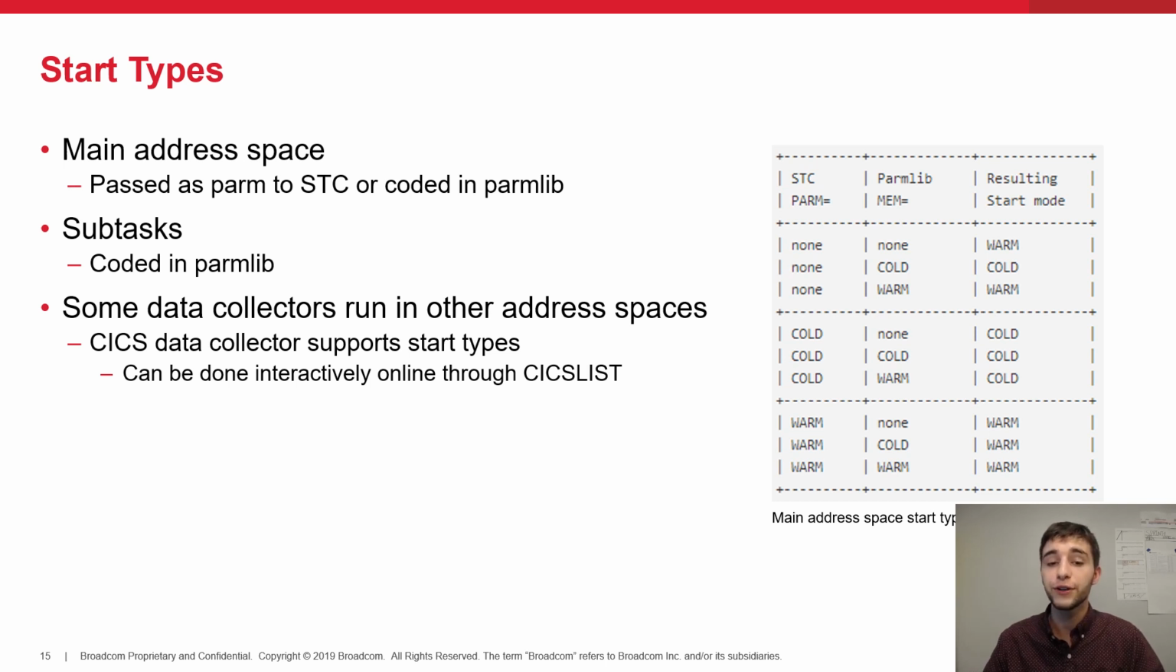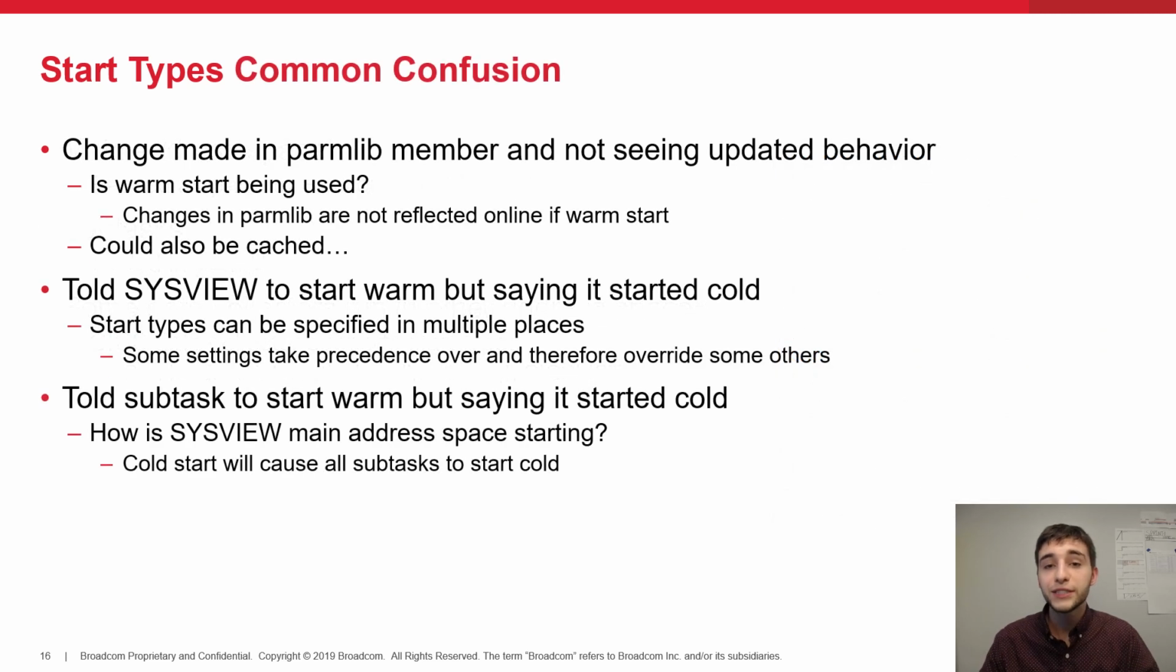As mentioned earlier in the presentation, the CICS data collector runs in the CICS address space, the CICS region address space. For this data collector, a start type can be specified and used online through the CICS list command. This command provides information for every monitored CICS region, and you can stop and then cold or warm start the SysView data collectors running in the region directly from this command display. Now, since the confusion is so common regarding SysView start types, I would like to take a slight bit more time to discuss some common scenarios regarding start types.